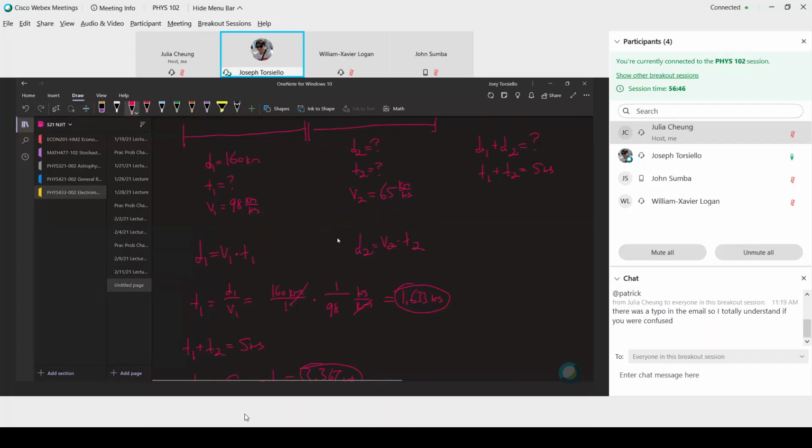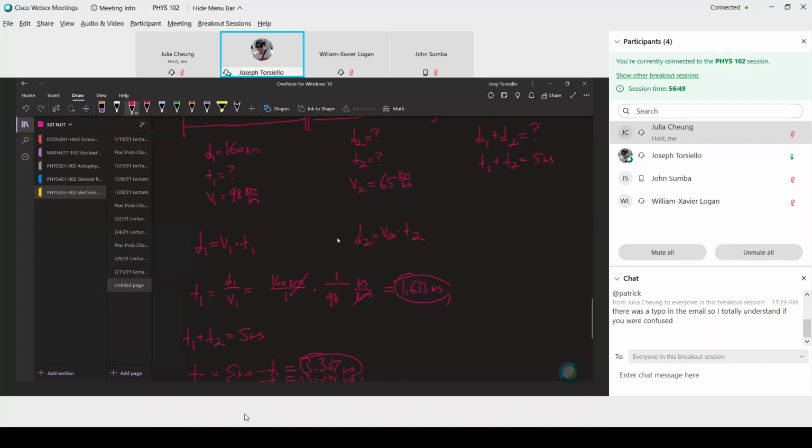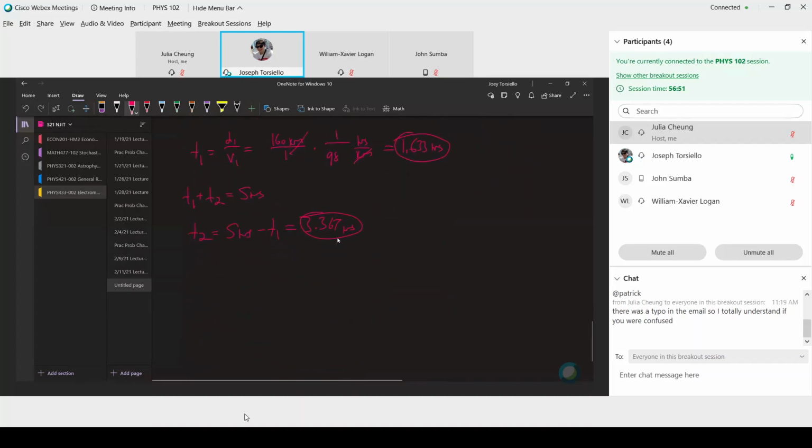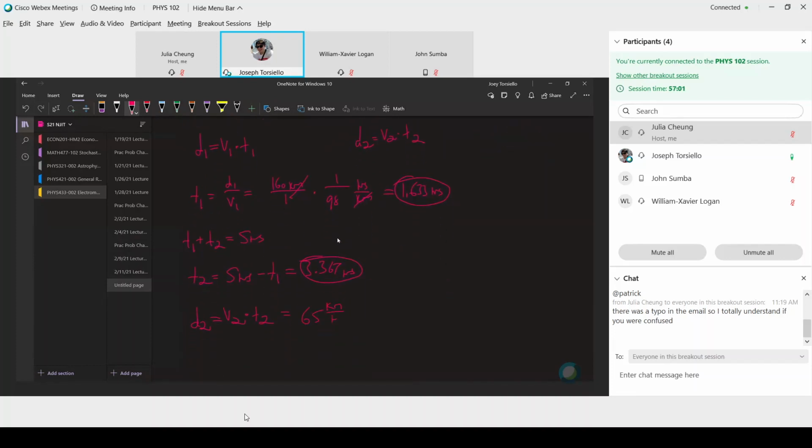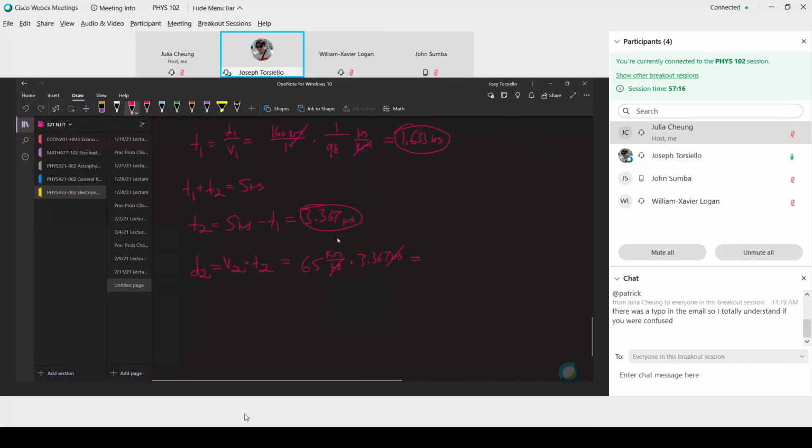So how would you do that? Same equation we always use. D2 equals V2 times T2. V2 was 65 kilometers per hour, and T2 is 3.367 hours. The units cancel, top and bottom, and you get 65 times that number, which would be about 218.88 kilometers. It's a number.